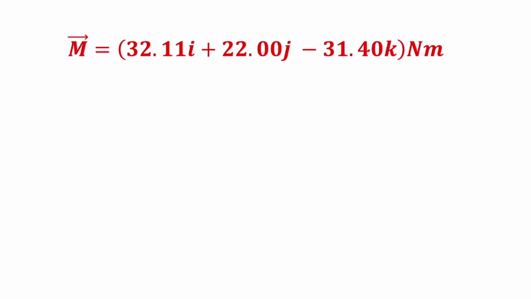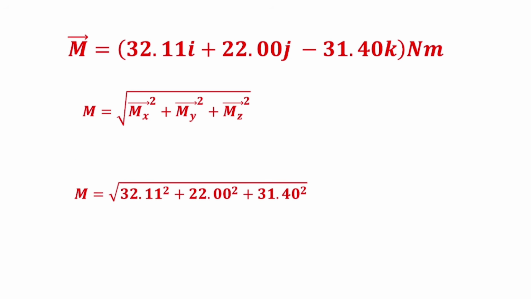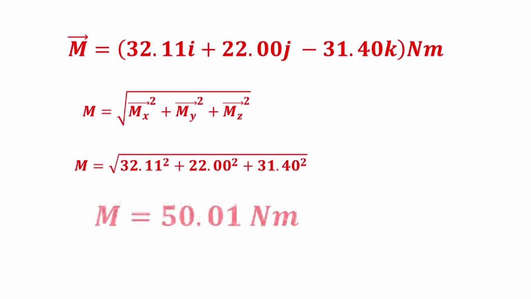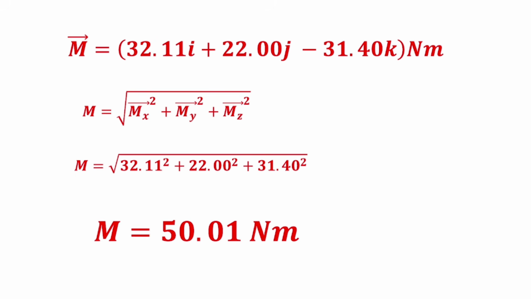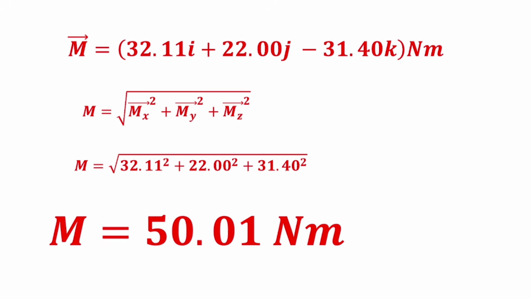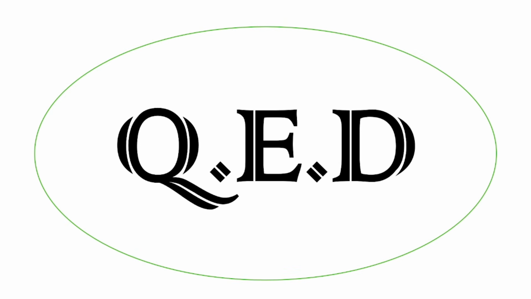as shown, and we can find the magnitude of this moment by squaring all components and summing them together, then looking for the square root. So if we do that, we get something like this, and when we simplify, we have our moment to be 50.01 Newton meters. And that's our answer. So it's quite easily determined.